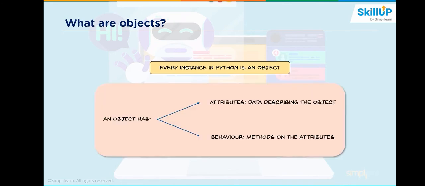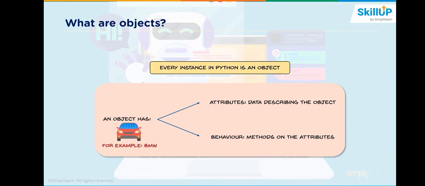And when we talk about an object in programming, an object has two different things: attributes, which is data describing the object, and behavior, methods on the attributes. So the first one is your actual data, and the second is what you are doing to that data.